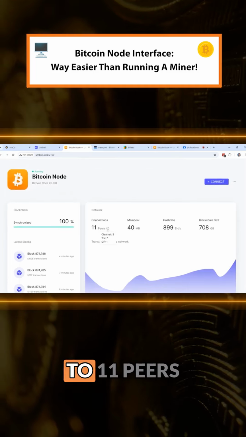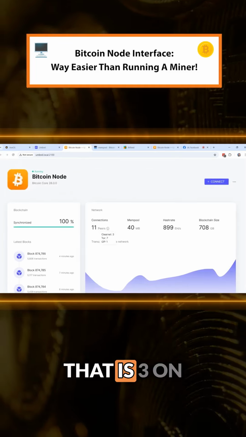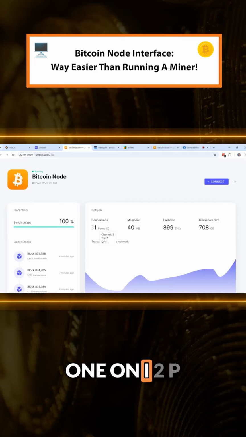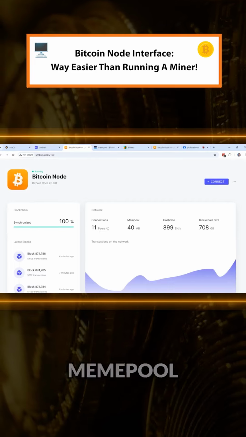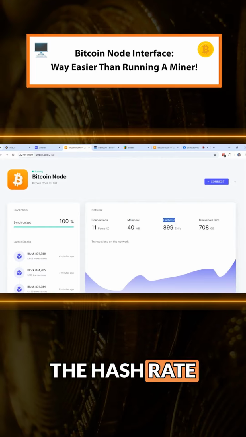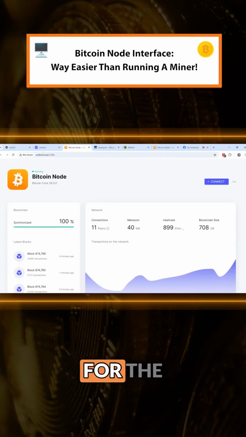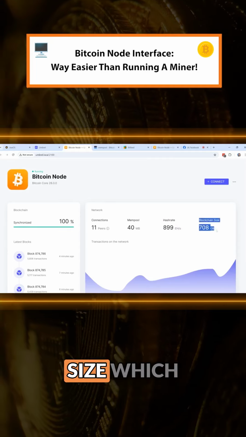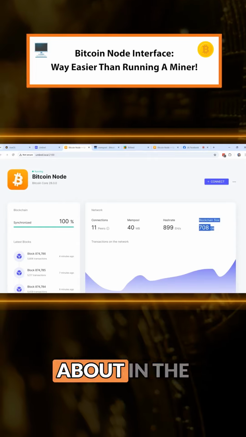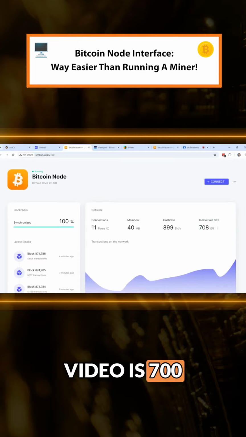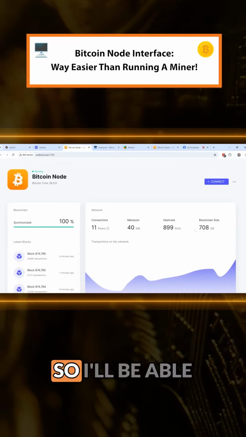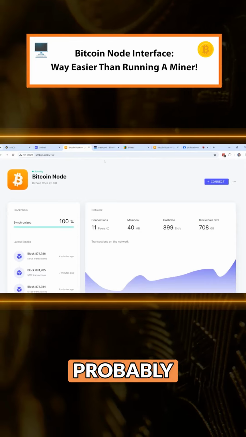I am connected to 11 peers. That is 3 on ClearNet. I don't even know what that is. 7 on Tor and 1 on I2P. And then my mempool, which I've explained in the video, is 40 megabytes. The hash rate is about 900 exahashes for the entire Bitcoin network. And the blockchain size, which is stored entirely on this little Bitcoin node that I talked about in the previous video, is 700 gigabytes. And the hard drive on this little thing is 2 terabytes. So I'll be able to store the Bitcoin network for probably the rest of my life.